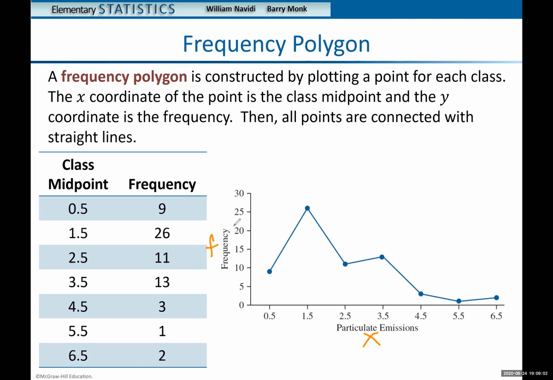Remember earlier for the histogram, we used the lower limits and the frequency, or the RF. For the frequency polygon, you have to use the class midpoint and the frequency. That's why we computed the class midpoint. Your first class midpoint is 0.5, then 1.5, up to the last one, 6.5. Then you just use points: at 0.5, your frequency is 9, and then 26, 11, 13, 3, 1, 2. Then you just connect the dots using straight lines.